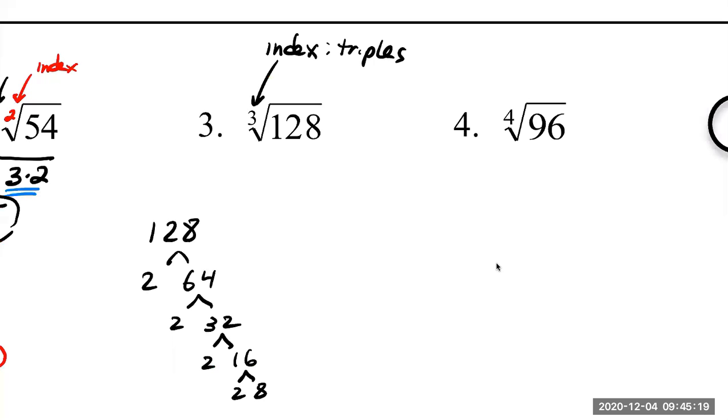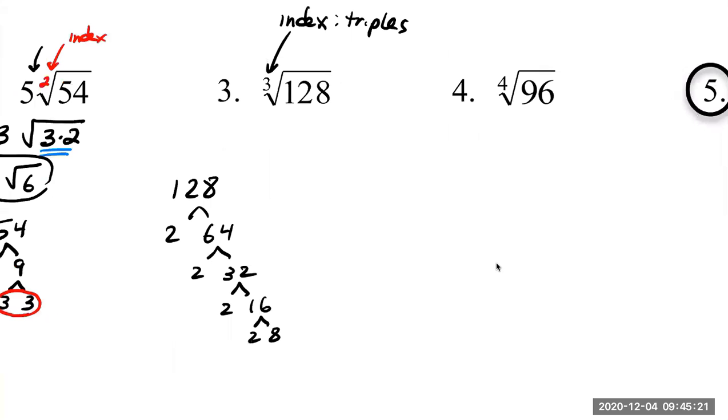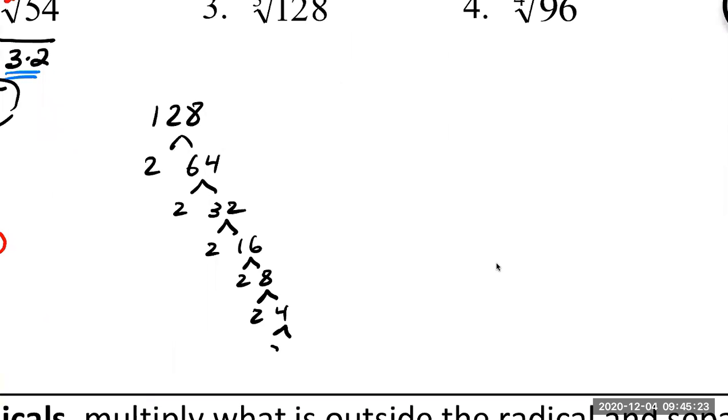2 times 8, need more space. 2 times 4, 2 times 2. Okay, so the prime factorization of 128 is 2 times 2 times 2 times 2 times 2 times 2 times 2. So we're looking for triplets. Here's a triplet. This would be basically doing the cubed root of 8. 2 times 2 times 2 is 8.